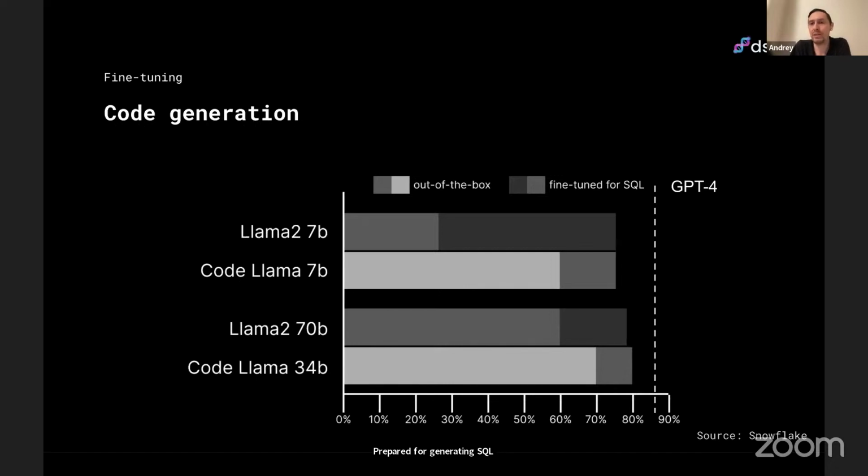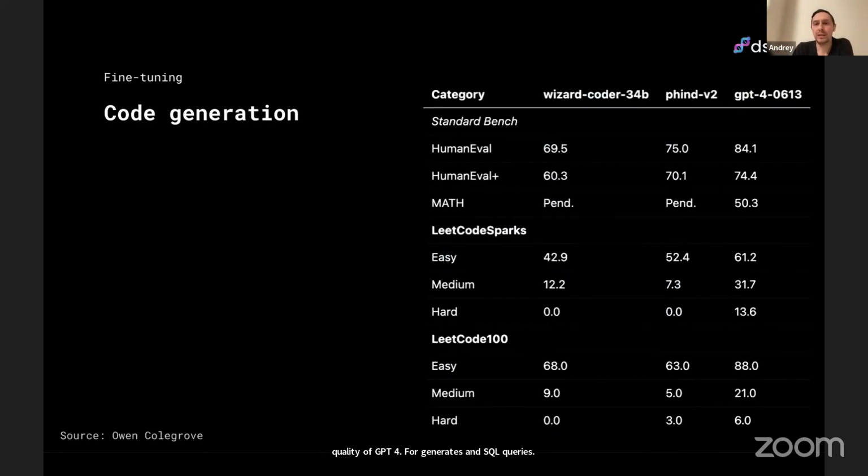And what they figured out is that by fine-tuning the smallest Llama 2, they actually achieved the same quality as much larger models like Llama 70 billion parameters. And also, interestingly enough, it came very close to the quality of GPT-4 for generating SQL queries. Right.